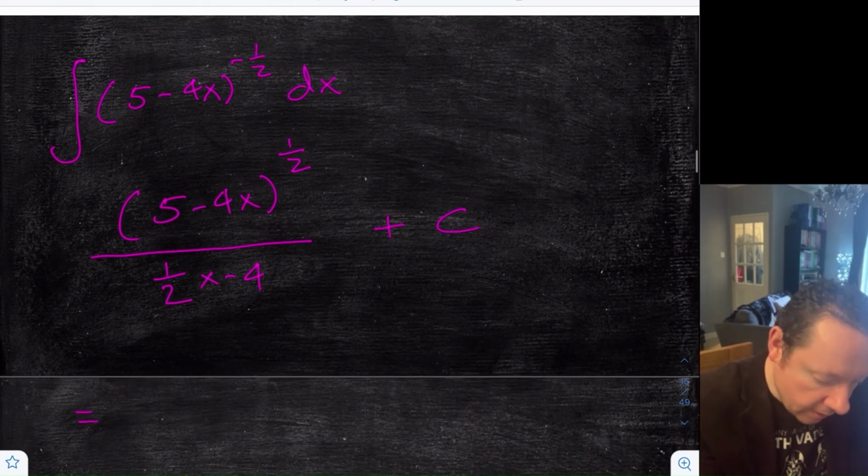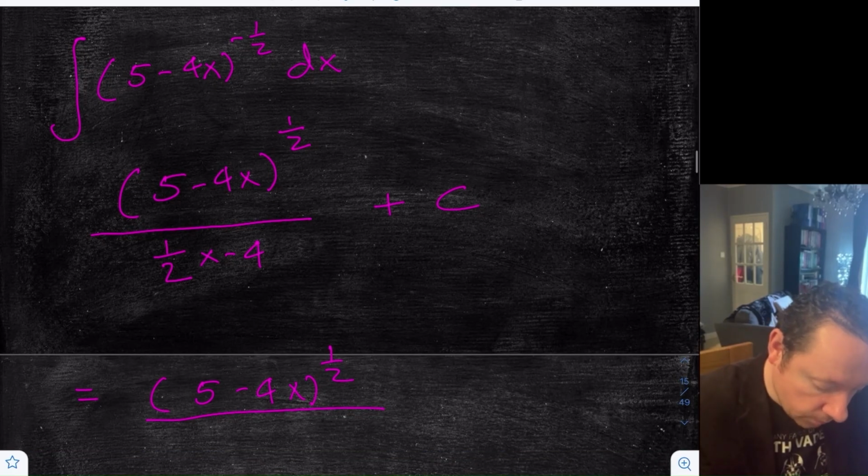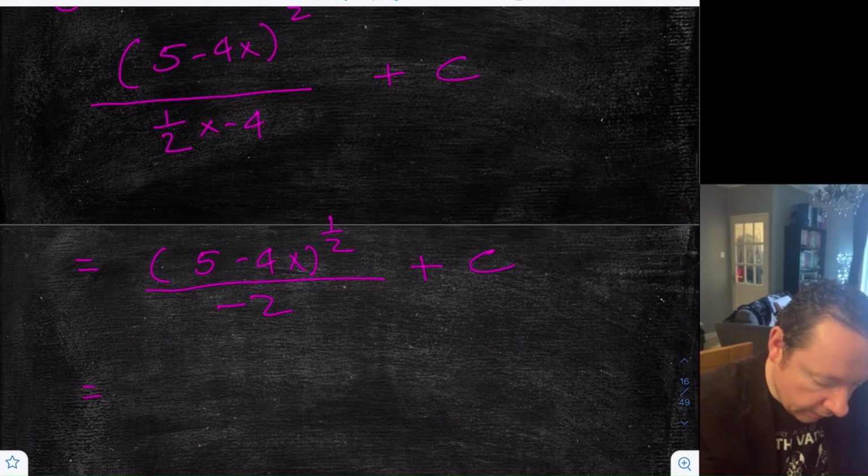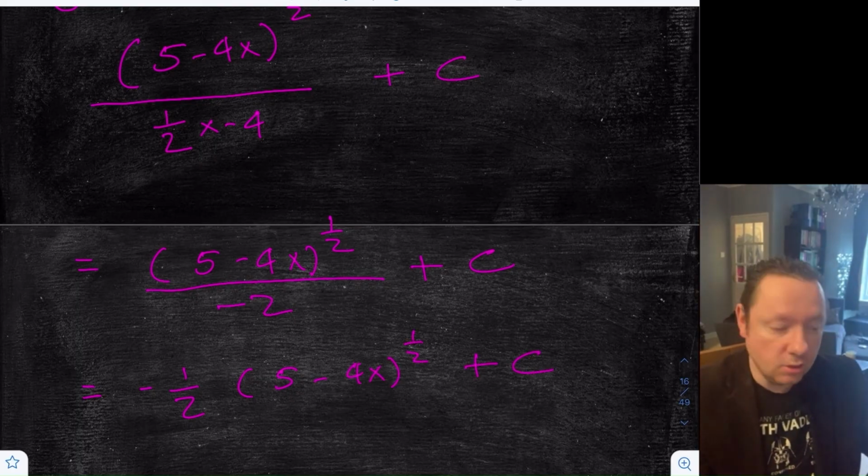So that gives me (5 minus 4x) to the half. A half times minus 4, well, minus 4 divided by 2 is minus 2. Plus c, tidying that up, put my minus on top. That gives me minus a half of (5 minus 4x) to the half plus c. And you would be fine just stopping there.